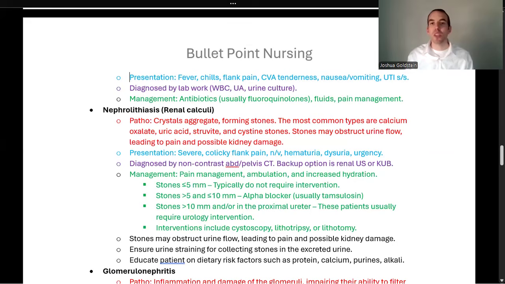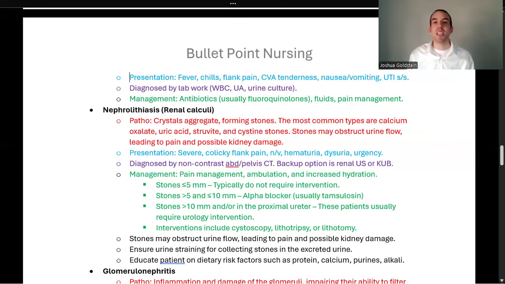Almost always this comes with nausea and vomiting. Very often it has hematuria, dysuria, and urgency. Those last 3 are also familiar from the UTI discussion. Next, this is diagnosed by a non-contrast abdominal pelvis CT, or you can do it by a renal ultrasound or a KUB. By far, the most common is the non-contrast abdominal pelvis CT. The big issue where we stay away from that is in a pregnant female.